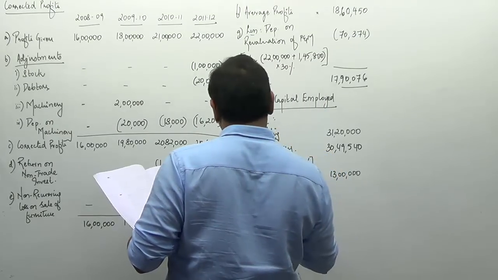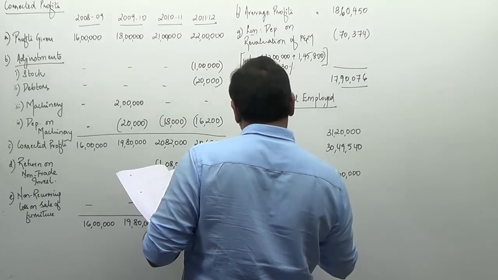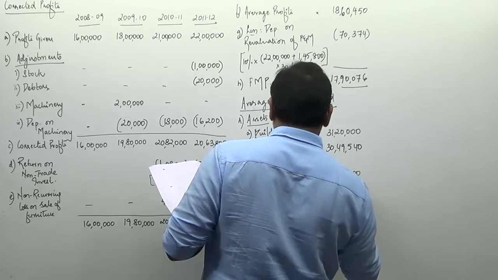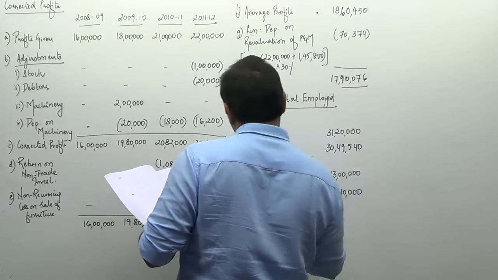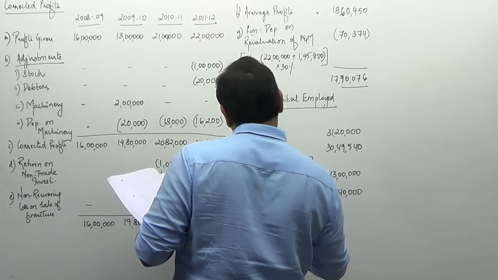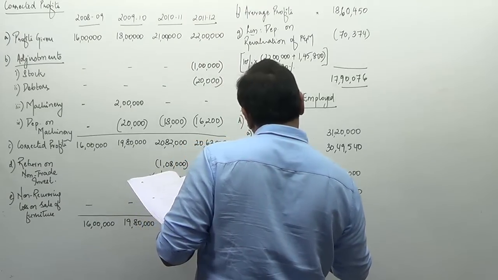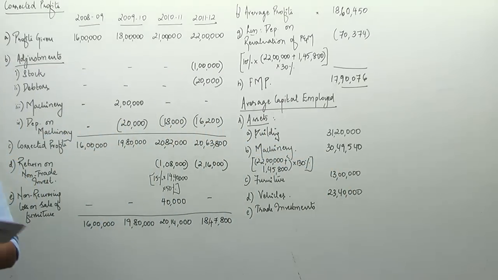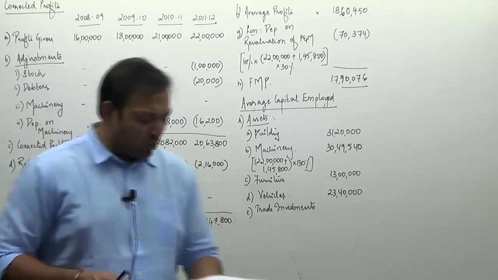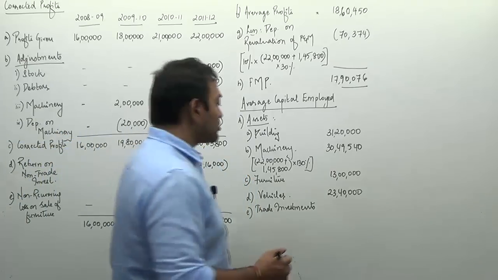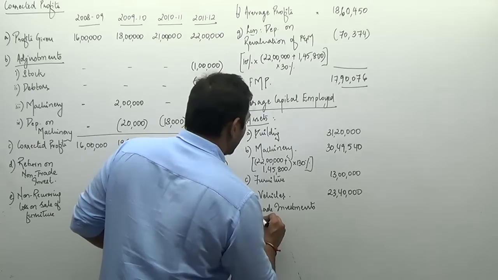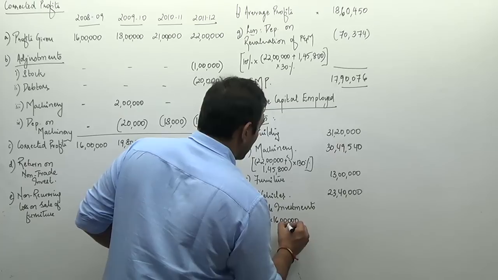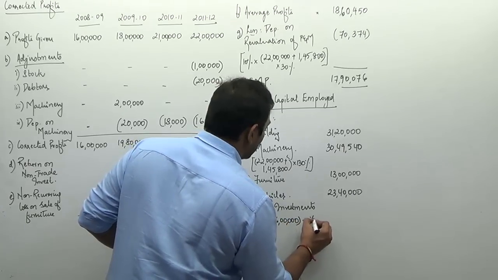Next one, furniture increased by 30%, 13 lakhs. Vehicles, 18 lakhs plus 30% is 5,40,000, 23,40,000. Investments, only trade investment should be considered. Trade investments are 10% of the investment. 16 lakhs into 10% is 1,60,000, and he's also saying in point number 2, they are valued at 10% below cost. So 10% below cost means 10% of 16 lakhs minus 10% is 1,44,000.